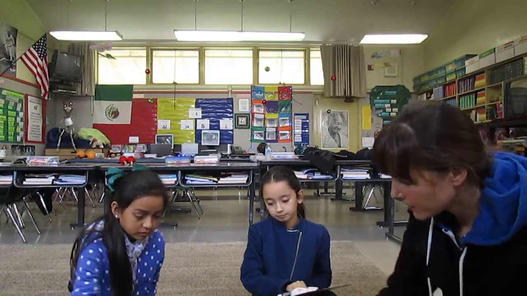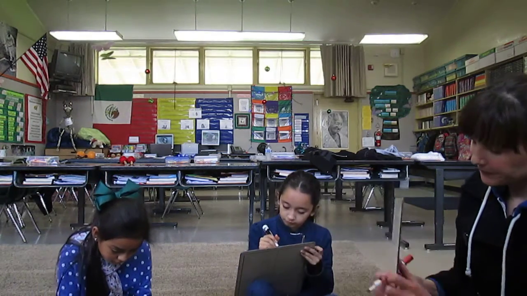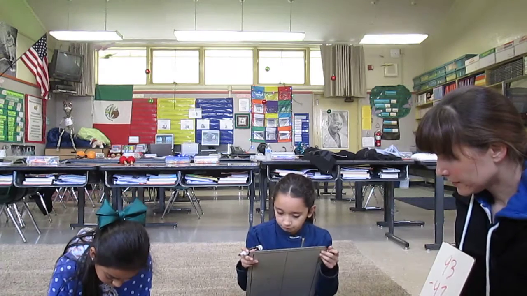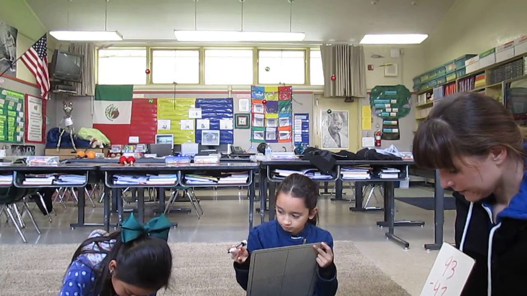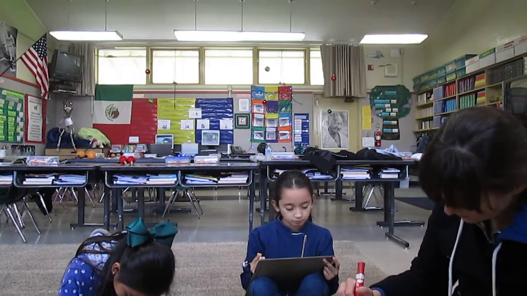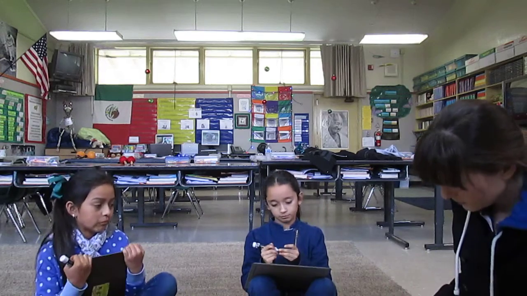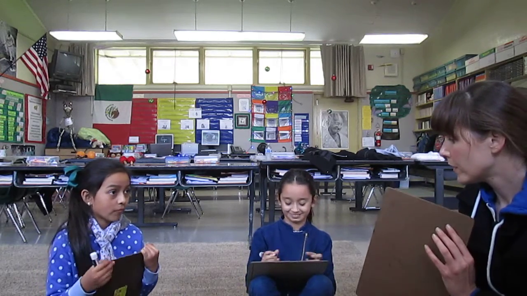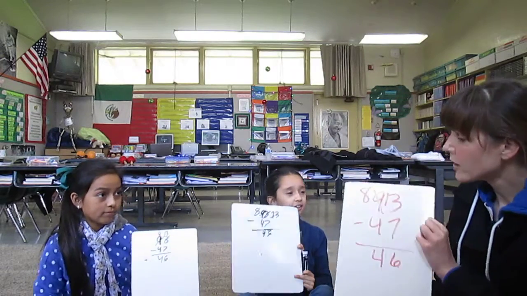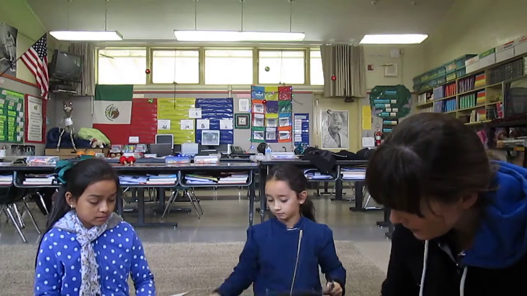And the next problem is going to be 93 subtract 47. 93 subtract 47. On the count of three, we're gonna flip them over. 1, 2, 3. You should have 46. You had to regroup in the tens column. And erase.